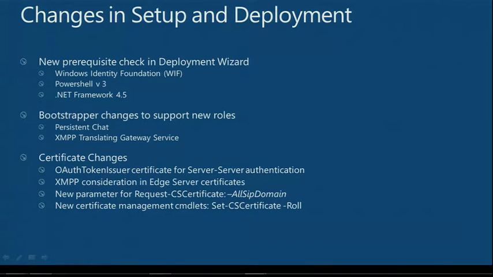The big one here is the two changes here. One of them is when creating a certificate request, we have an option for all SIP domains, and we will go through and add all the SIP domains defined in Topology Builder into the certificate request. And the other one is around certificate management. We added some intelligent or some certificate wizardry into Lync Server 2010 to make the request process simpler.